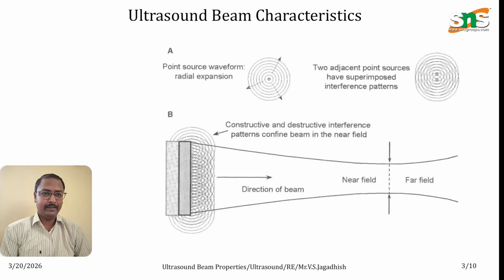So we are going to divide the beam characteristics into two different types. One is the distance from the focus point towards the transducer, which is called the near field, and from the focus point away from the transducer is called the far field.